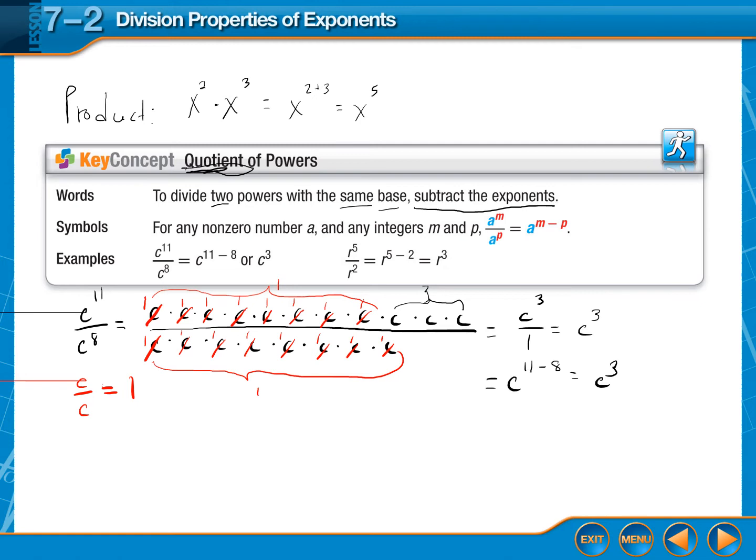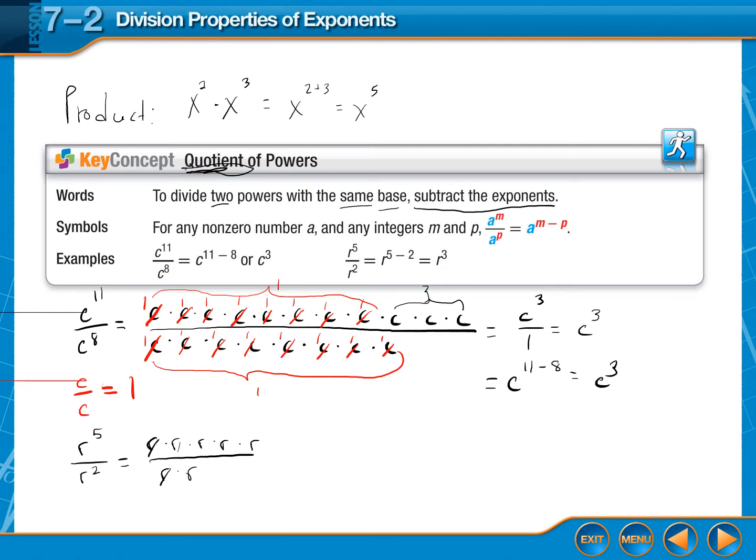And you'll see it with this other example here. If I take r to the 5th and I'm dividing by r squared. Notice these powers have the same base, r. We're repeating the variable r 5 times in the numerator, 2 times in the denominator.